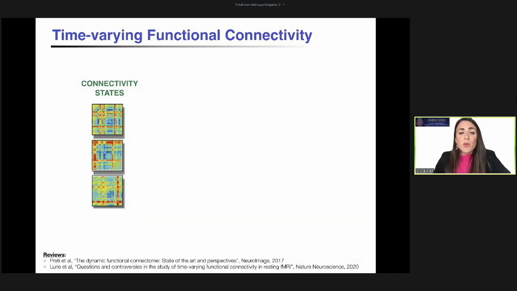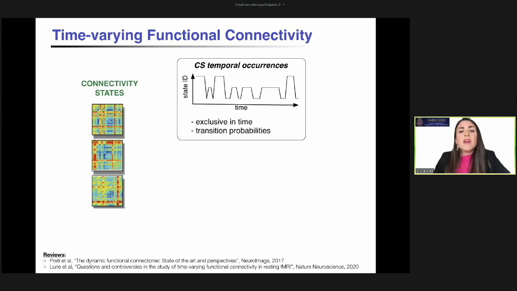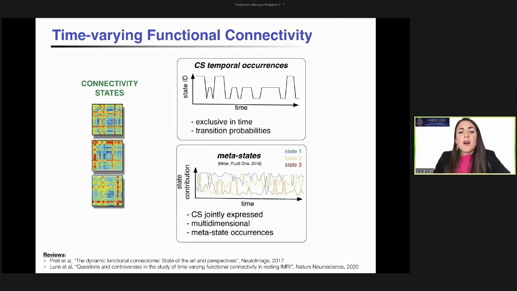And after we obtain connectivity states, we can look at their temporal properties in different ways, depending on the features of the states. For example, if our states are exclusive in time, as happens with K-means clustering, we can look at the temporal occurrences of these states. And we can compute temporal metrics, for example, the average duration of each state or the transition probabilities from one state to the other. Otherwise, if the states are jointly expressed, it means that for each time point, we will have a multidimensional description of our states.